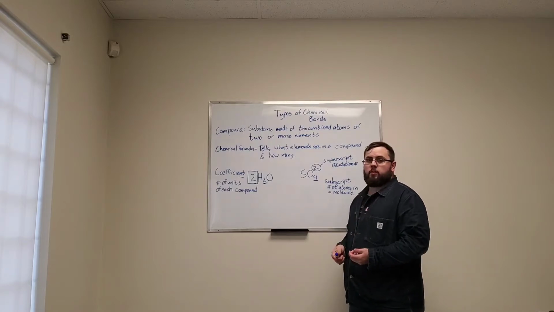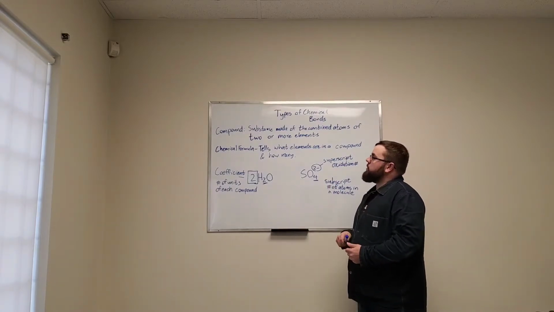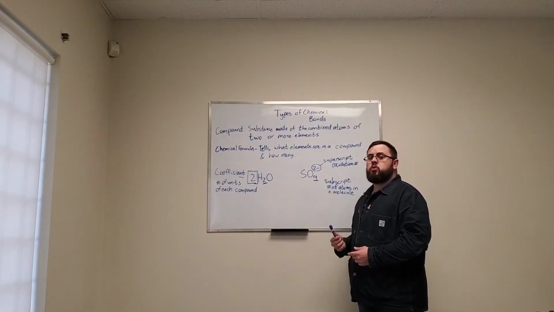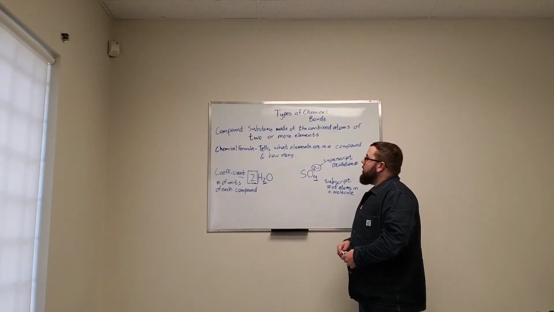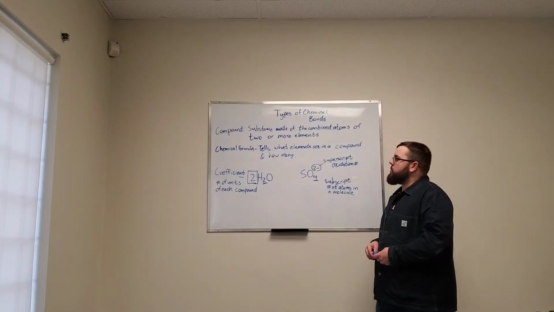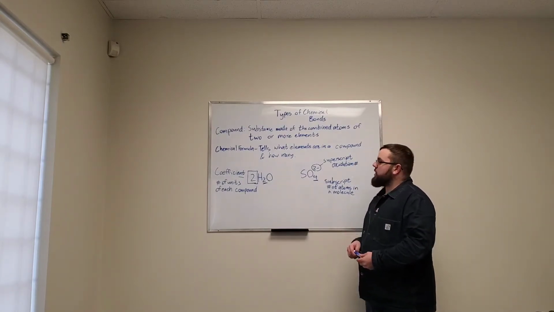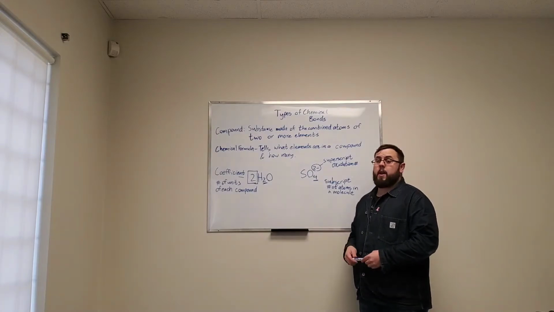Okay, so first we're going to start off with some terminology. Compounds. That is when there's a substance made of combined atoms of two or more elements. All right, and every compound can be represented by a chemical formula. This tells us what elements are in the compound as well as how many.